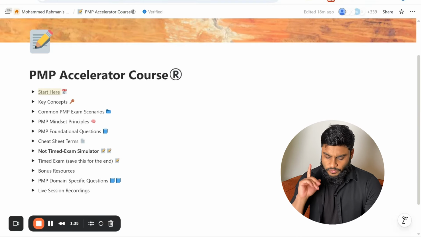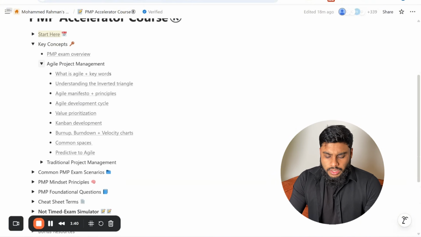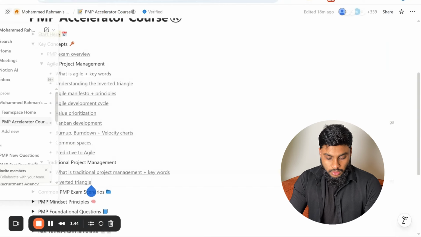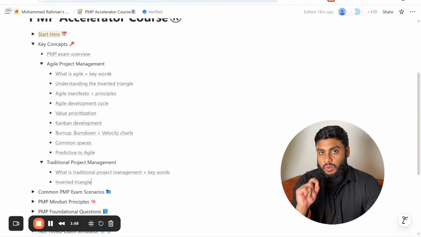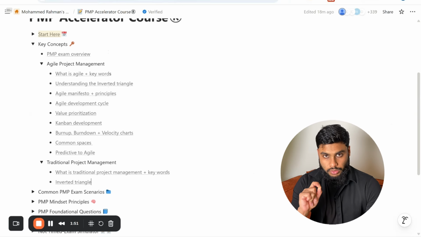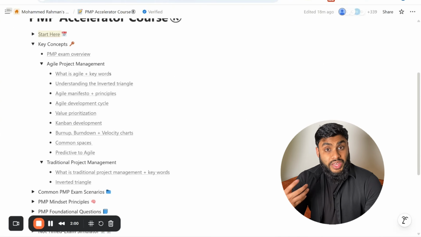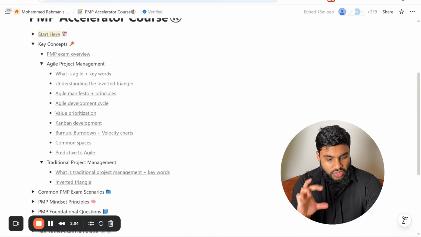So, the first thing that you need to focus on are some key concepts, okay? Key concepts. Now, that does not mean you need to memorize the entire PMBOK textbook. Rather, it means that you need to focus on specific topics on the exam. Okay, so you'll notice that Agile has much more content than traditional. That's because 80% of the exam is Agile. Okay, so these are the most important topics that you just need to master for the exam.